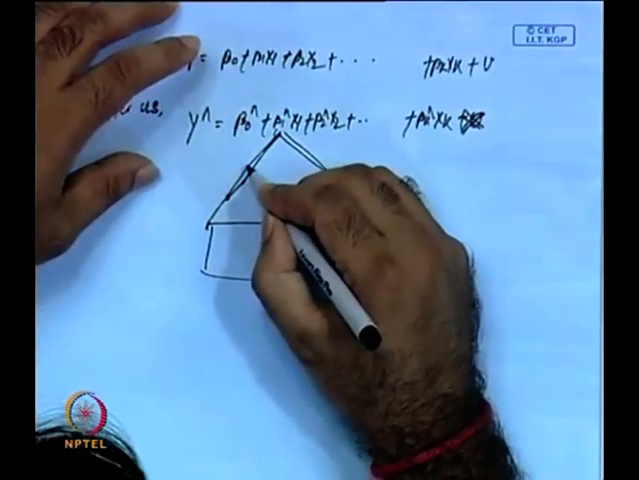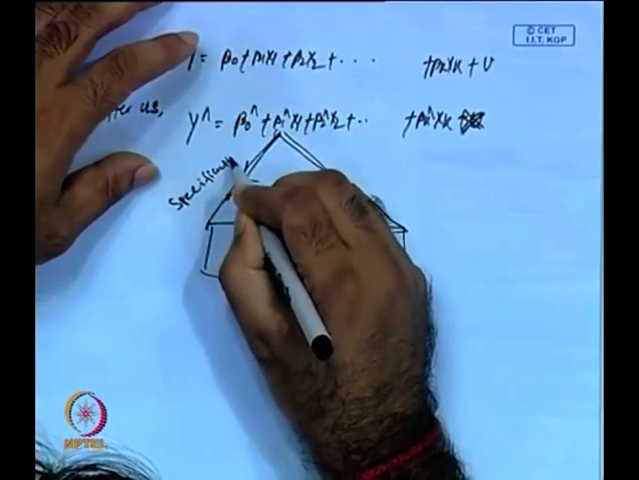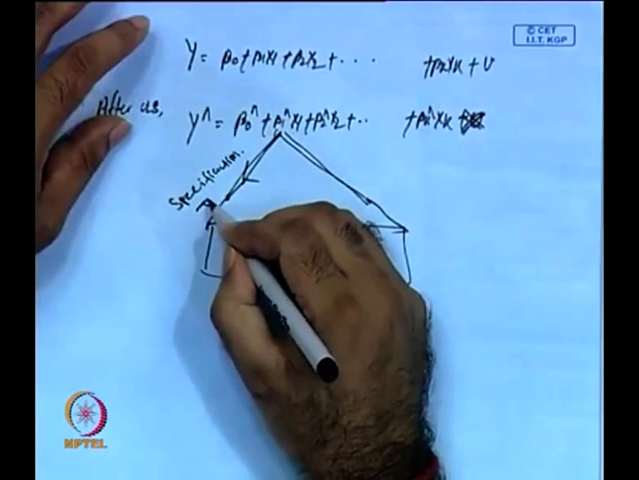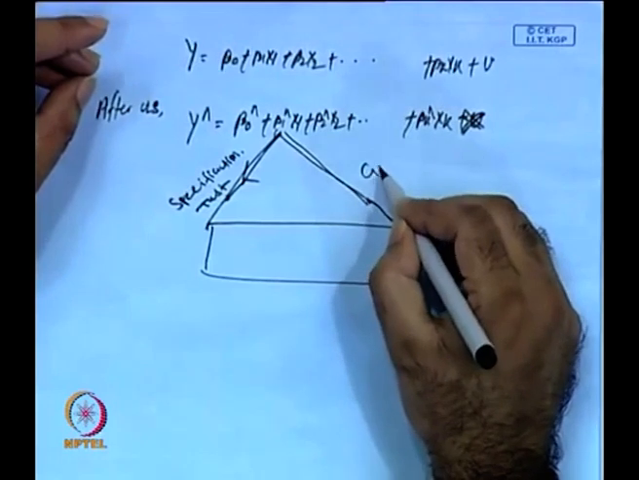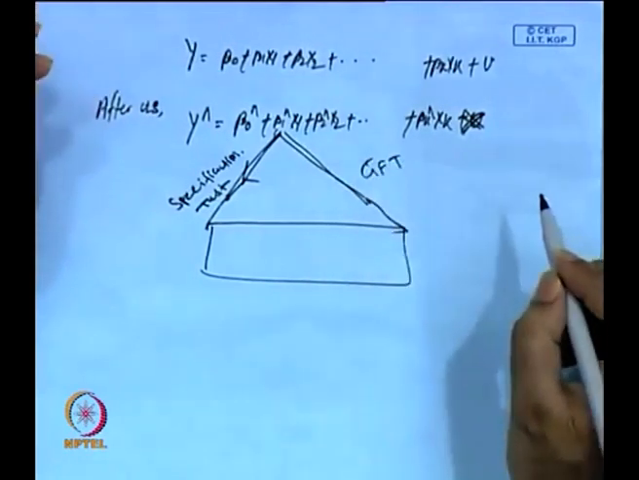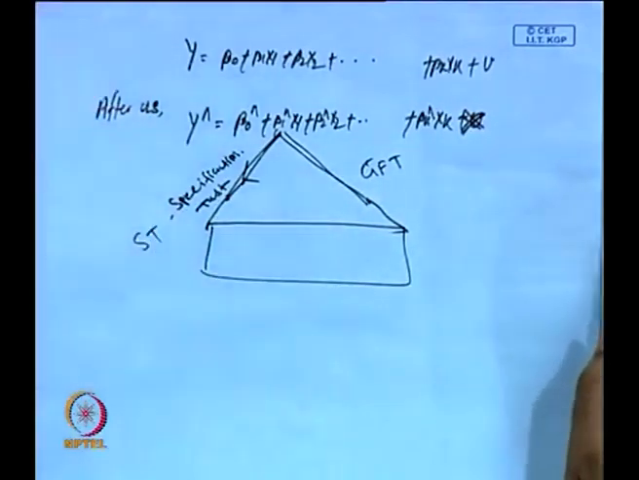This particular side is called the specification test. On this side we have to check the specification. On the other side you have to go for the goodness of fit test, GFT. It is otherwise called ST, the specification test. Once you have the estimated model, you have to test whether it can be considered the best model and used for policy purposes. For that, you have to go for the specification test and the goodness of fit test.